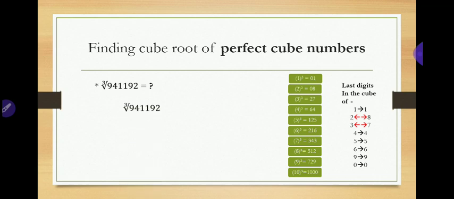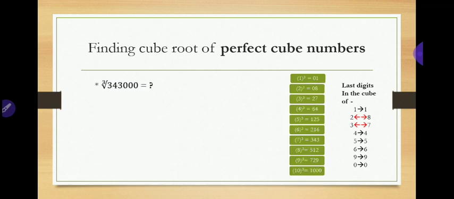Now take one more example, that is 941192. From that, make one group of 192. 2 is the last digit of the cube of 8. Therefore, we will take 8 as the last digit in our answer. The remaining group, that is 941, falls between the cube of 9 and 10. From that, which is the smaller digit? 9 is the smaller digit, therefore 9 will be in our answer. 98 will be my final answer for the cube root of this.